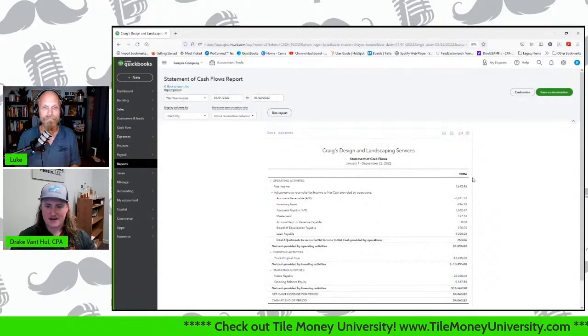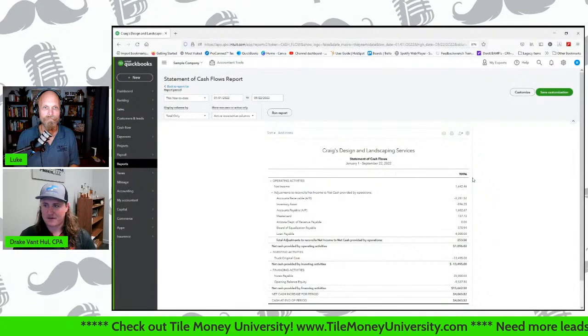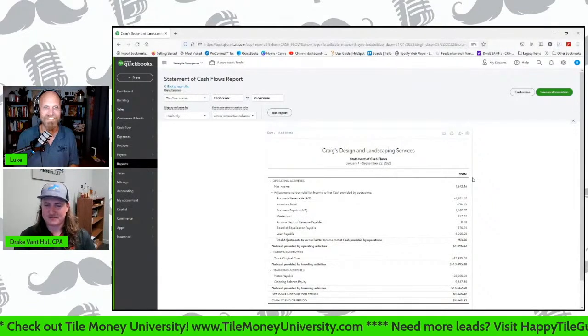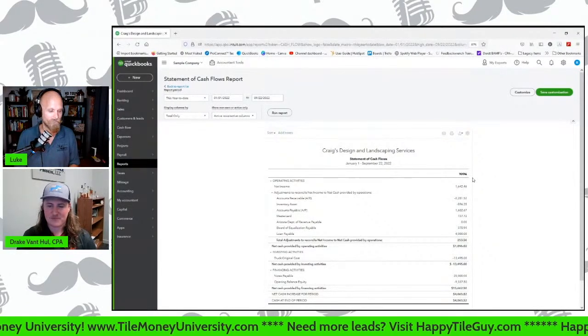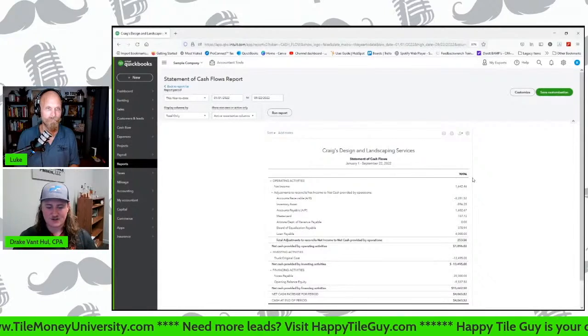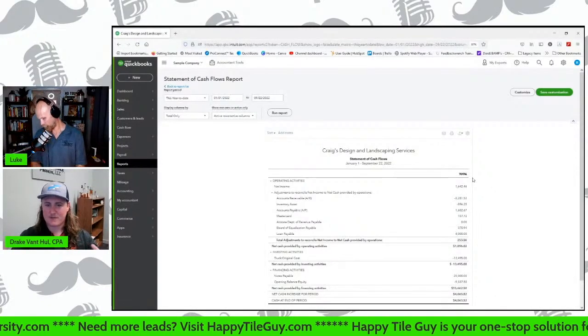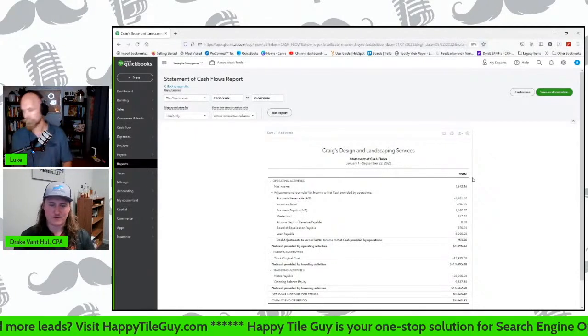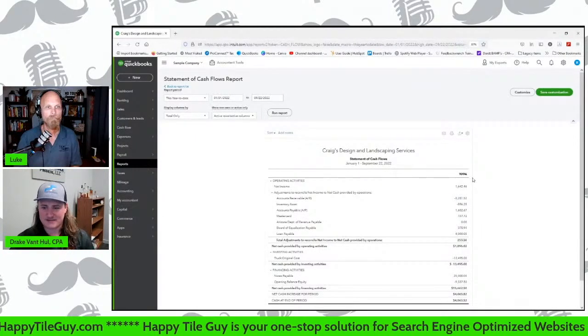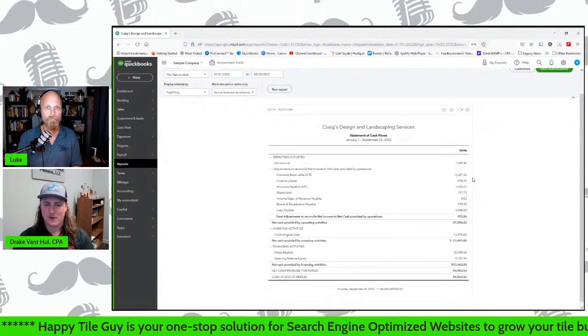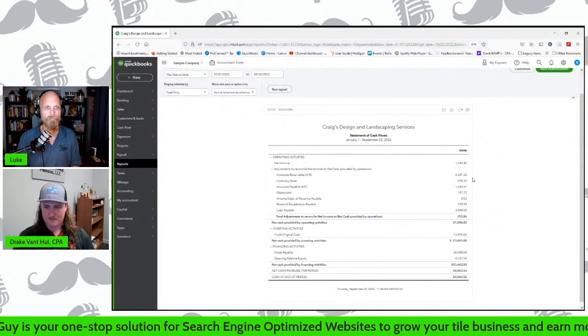So we're talking about Craig's Design and Landscaping. I'll reiterate this for the 3rd time. This is not a client. This is a made-up account, and it's one that I can share with you guys. So again, I wouldn't share client information with anybody, but we'll dive into what the heck even is the statement of cash flows. This is probably a report you guys haven't heard of, right?